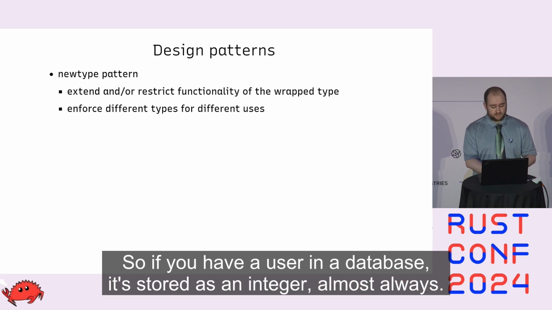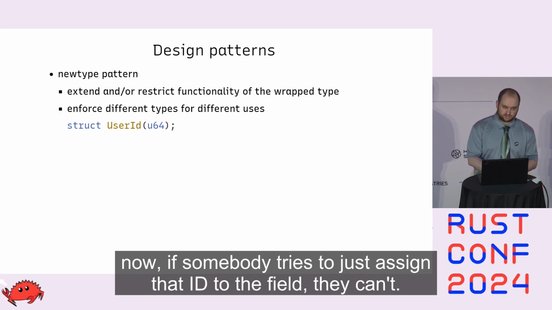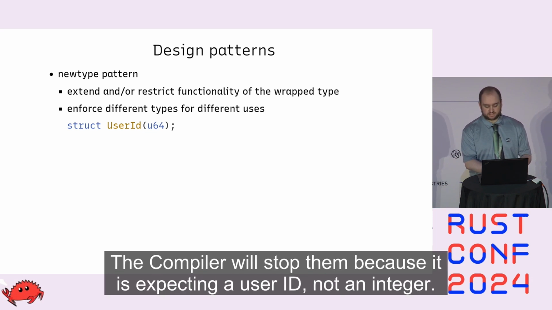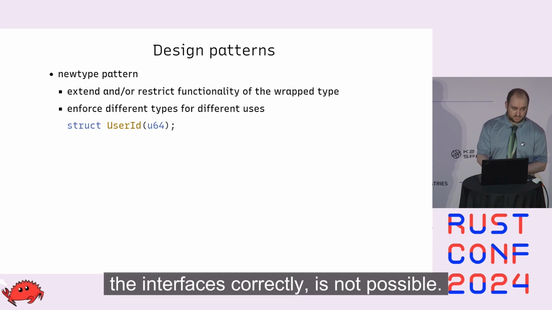So if you have a user in a database, it's stored as an integer almost always. If you wrap that in a struct and then store that struct as a field, now if somebody tries to just assign that ID to the field, they can't. The compiler will stop them because it is expecting a user ID, not an integer. You would have to manually construct the ID, which hopefully, if you're using the interfaces correctly, is not possible.